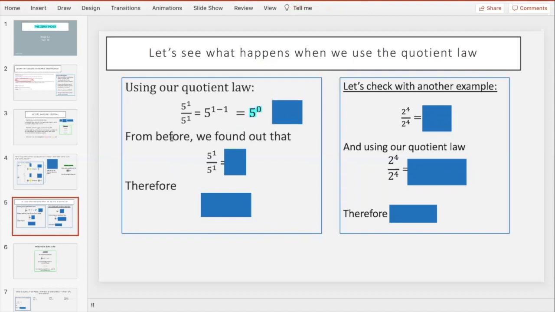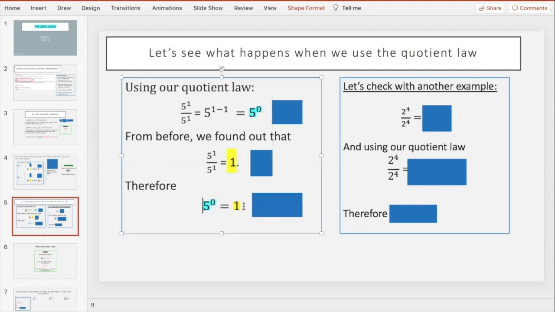But from before, we found out that 5 to the power of 1 over 5 to the power of 1 equals 1. So that must mean that what we've highlighted in blue and highlighted in yellow is the same, which is crazy, right? So I've written a therefore. These two are equal. So let's check with another example.